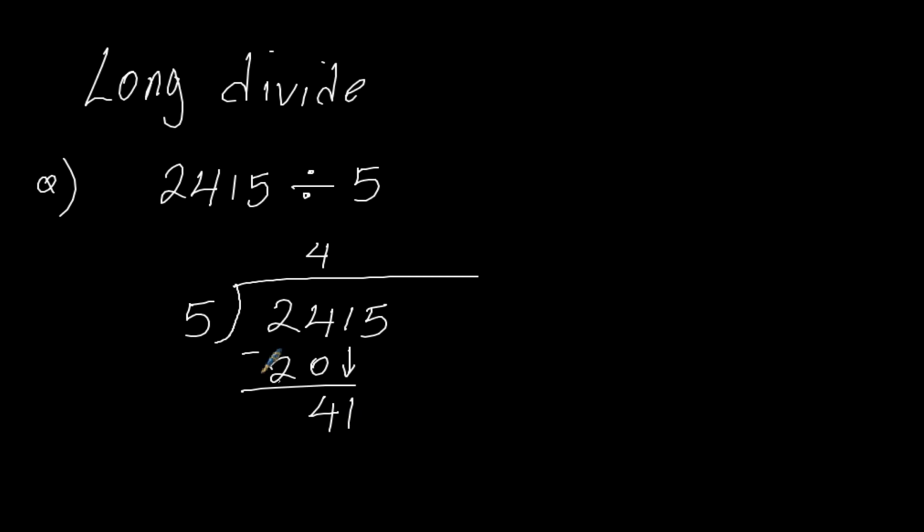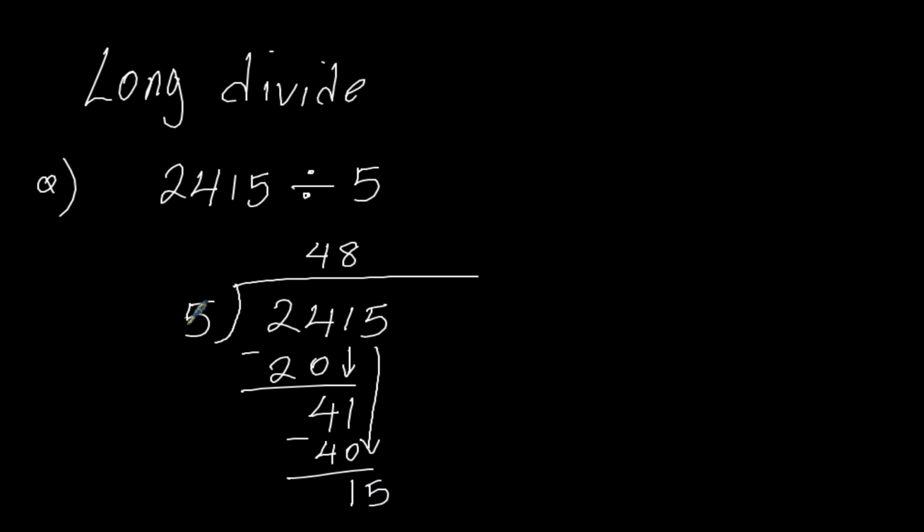How many times does 5 go into 41? That is 8 times. So 8 times 5, we get a 40. And when you subtract that, you get a 1, and bring this 5 down there.